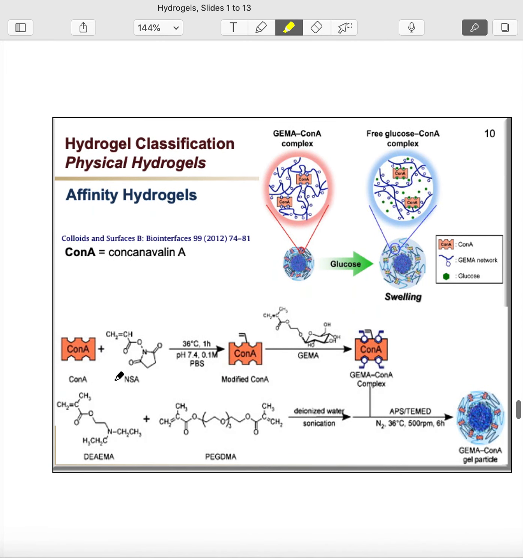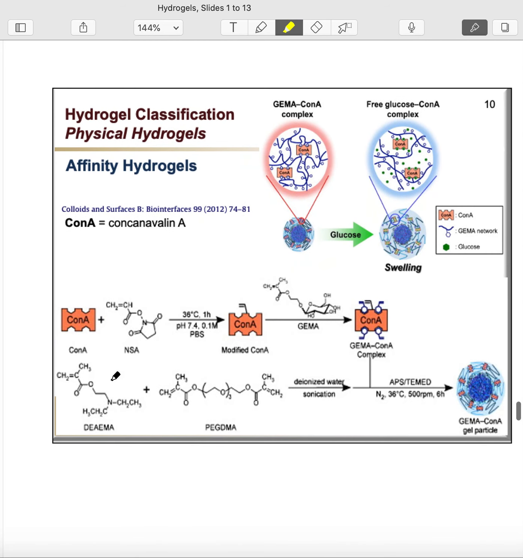In this second example of an affinity hydrogel, we're actually utilizing this molecule concanavalin A. This molecule is a lectin, which is a carbohydrate binding protein. And this one has the ability to be able to bind sugars such as mannose and glucose with high affinity. And so in this particular case, its ability to bind to glucose was utilized.